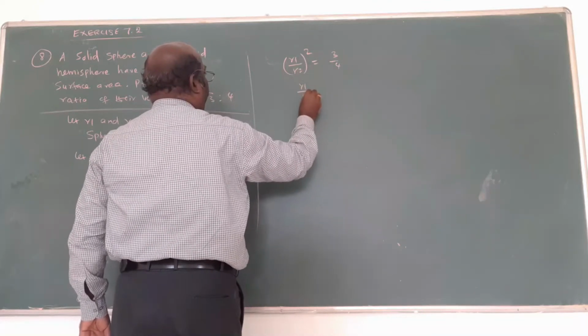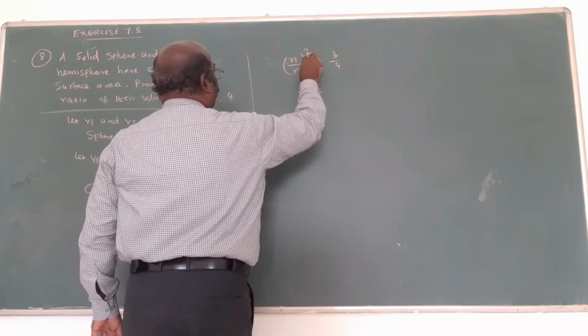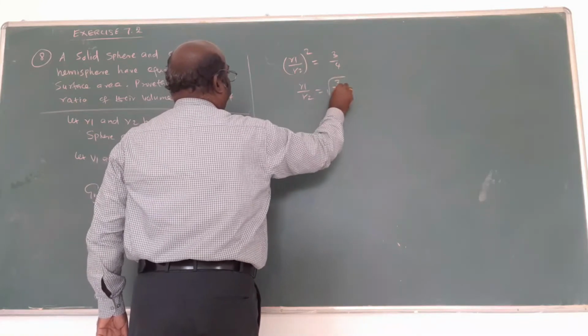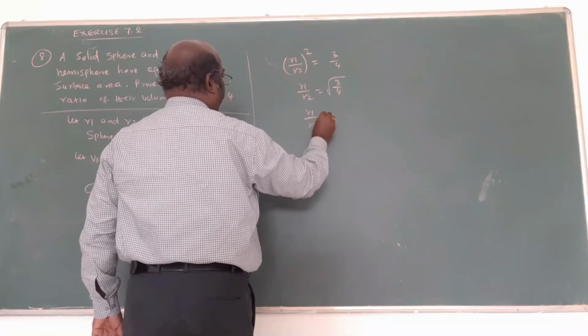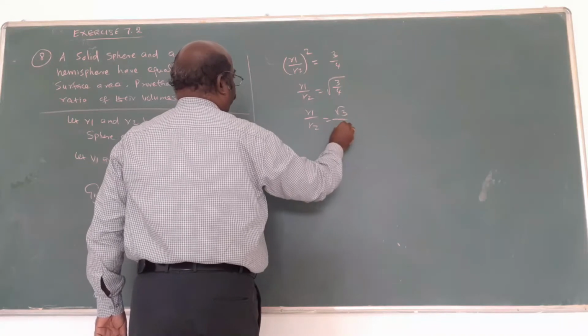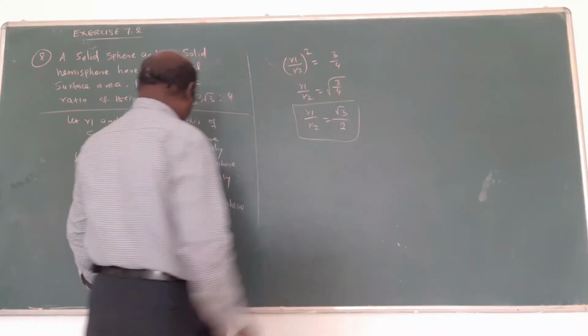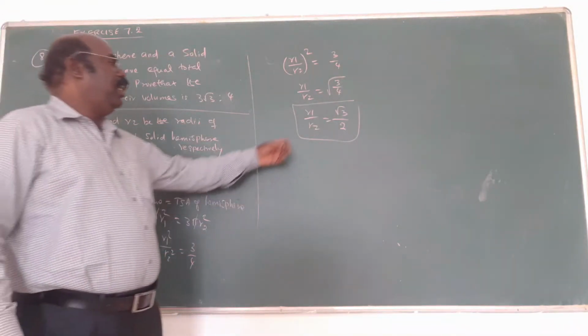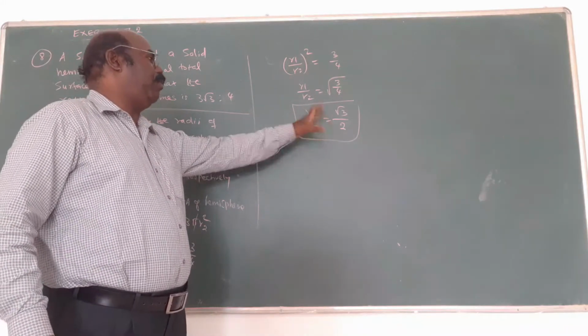We want R1 by R2. So taking the square root of 3 by 4, R1 by R2 equals root 3 by 2. From this given data, you will find the R1 by R2 value.